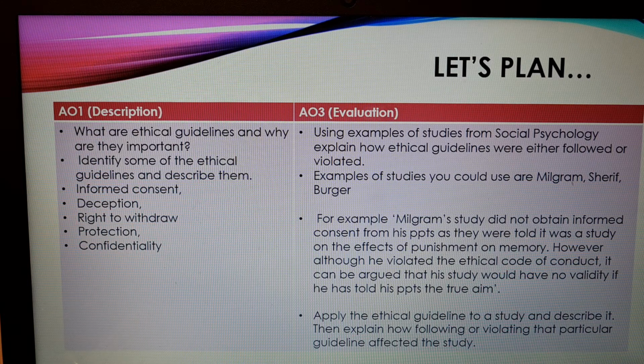So what you're doing is applying the ethical guideline to the study and then describing it. Also you need to explain how following or violating that particular guideline did affect the study. So if you look back at my previous point about Milgram, I've said that it would have affected the validity of the study, because if he had told them the true aim, then I guess the study would have been pointless. Okay, so there you have it. Really, that's a plan for that 8 mark question on ethics. So using all your research from social psychology, have a go at planning and answering that question.